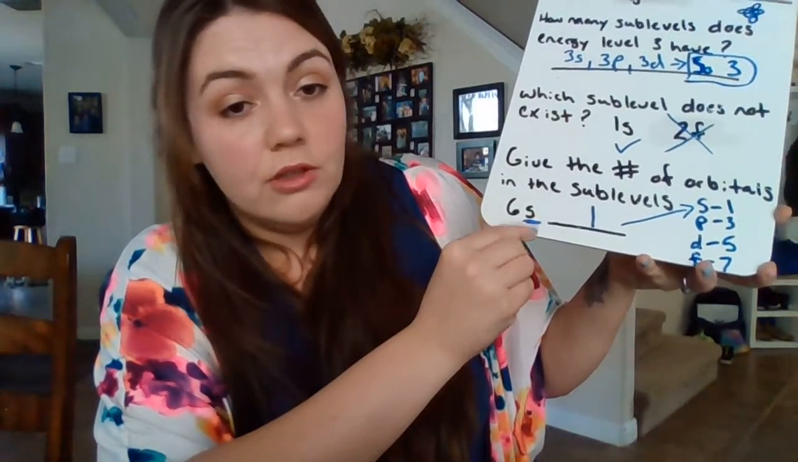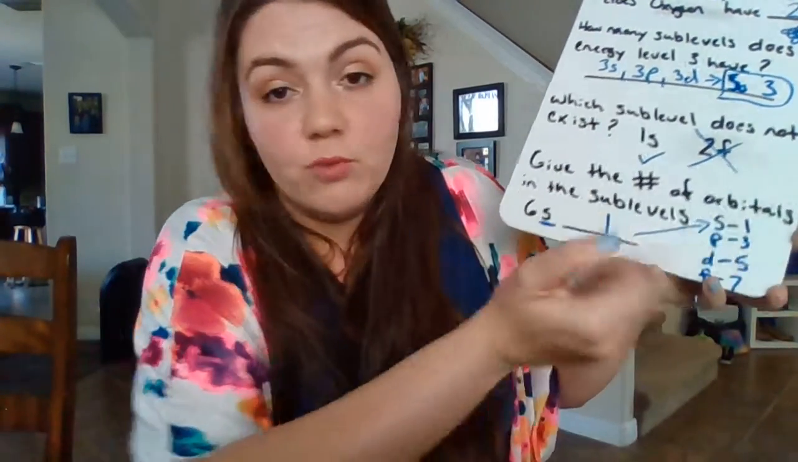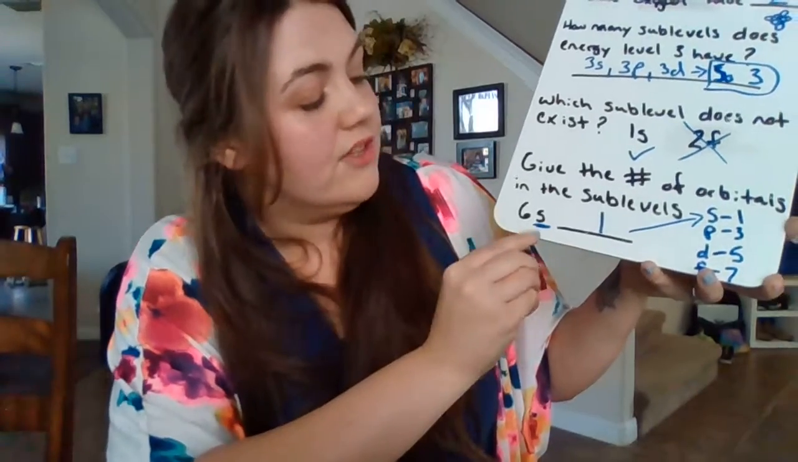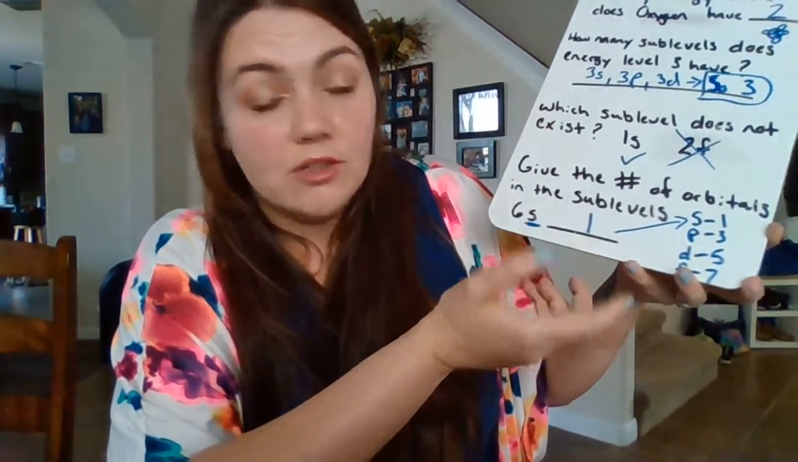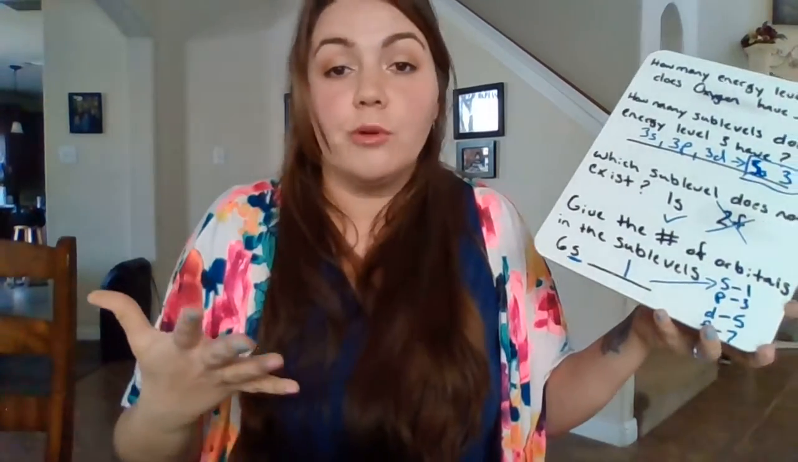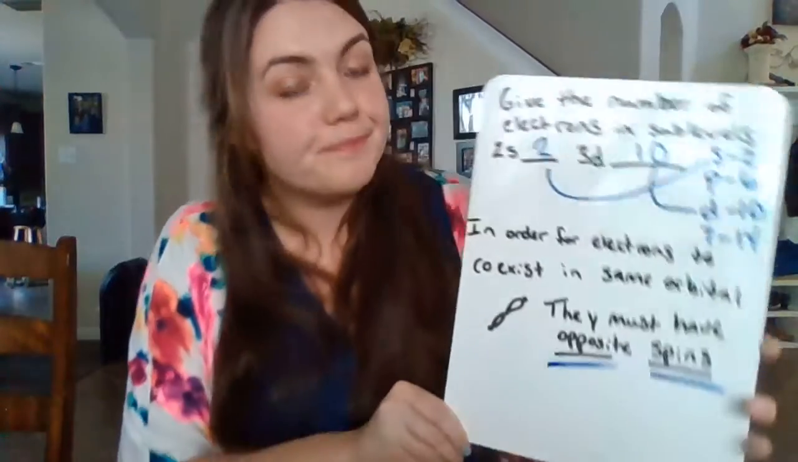So you just look at that little symbol. This is an S, and S's always have 1. So the answer is 1. If it said a 6D, then it'd be 5, because D's always have 5 orbitals. Okay? Almost done. 2 more questions.